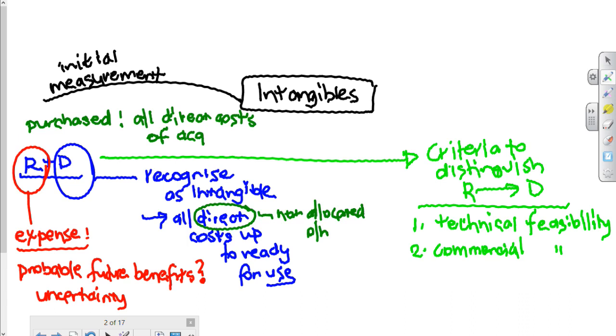Commercial feasibility. So for a project to be viable, it needs to be technically feasible and it needs to be commercially feasible. In other words, technically, from the engineering and the science point of view, I must be able to do it. Can I take people up to space? Yes. Is it commercially feasible? Will I make money from it? Will there be future benefits from it? Probably not. I don't know.